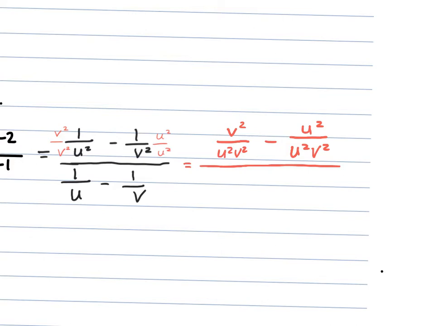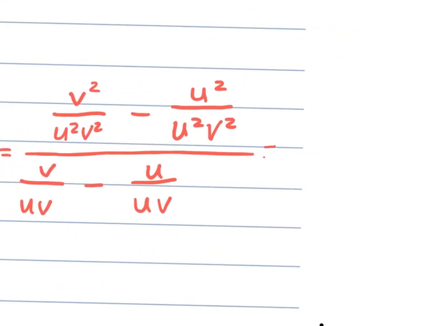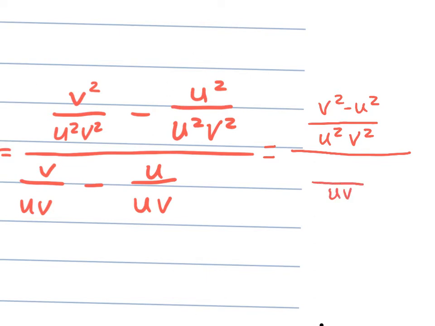And then in the bottom, let's do the same thing. This one needs a v, and this one needs a u. So we get v over uv minus u over uv. And now we're going to combine those two fractions. u squared v squared, that's our common denominator. And on top, we just have v squared minus u squared. In the denominator, we've got uv, v minus u.